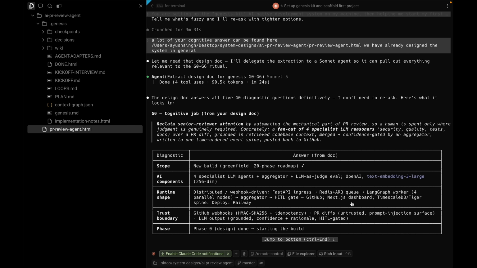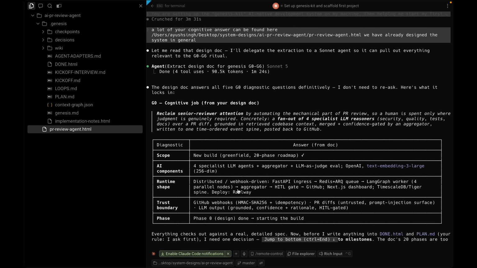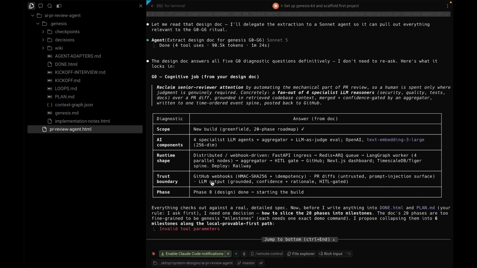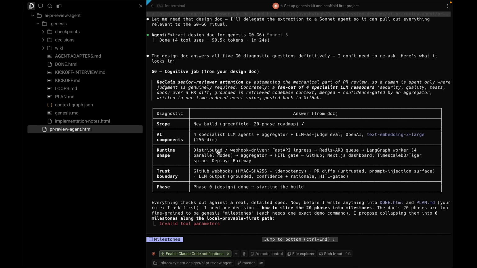We're having a Next.js dashboard. We are having Timescale Tiger Data as the spine for storing our several types of memory, and we're going to deploy on Railway. Amazing. The trust boundary is that we want webhooks which are matching with each other. The PR diff is basically untrusted, with prompt injection risk, so we are also making sure none of the security problems happen. The LLM output should always be grounded, confident and rational, followed by our human-in-the-loop agent. So we are done with the design.